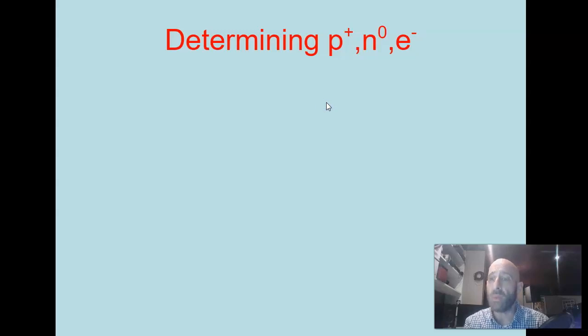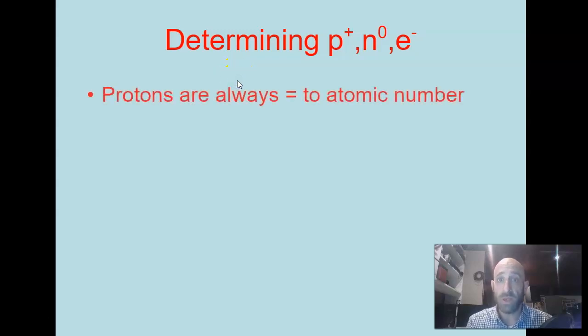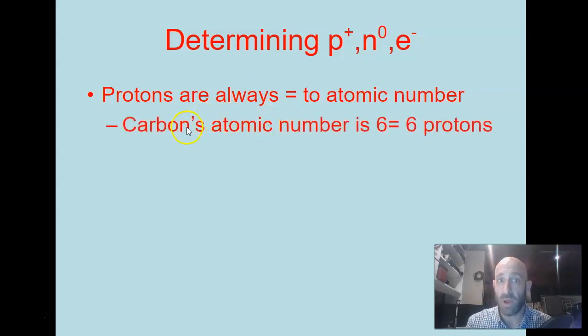So how do we determine the number of protons, electrons, and neutrons? So we're going to try this now, and then we'll hit the end of this little lecture. So the protons are always equal to the atomic number. Always, always, always. That never changes. And I'll go more into that later. So for example, a carbon's atomic number is 6, so it has 6 protons.